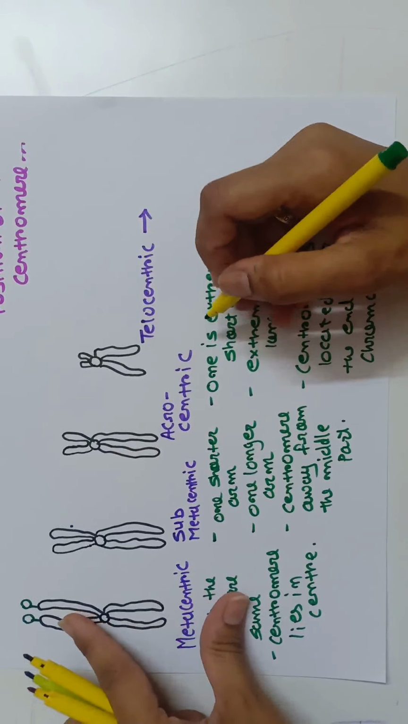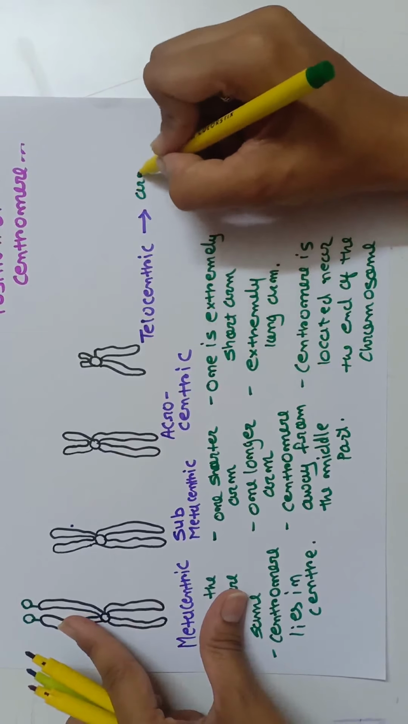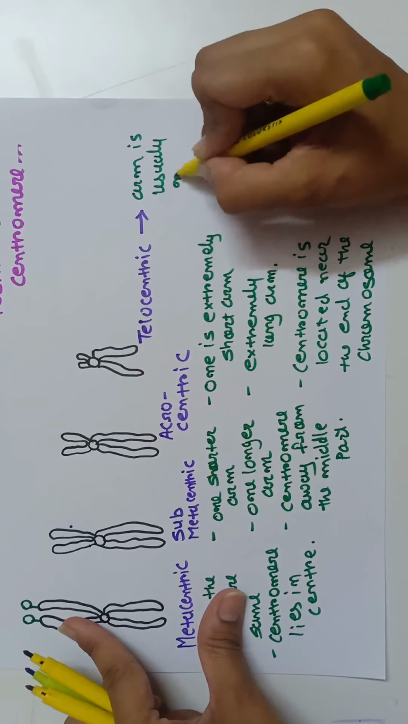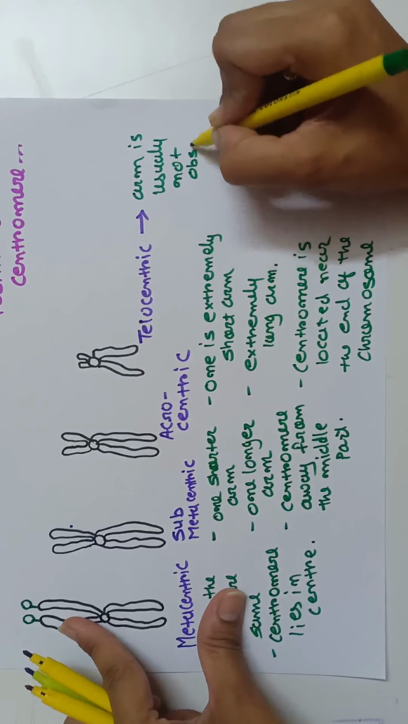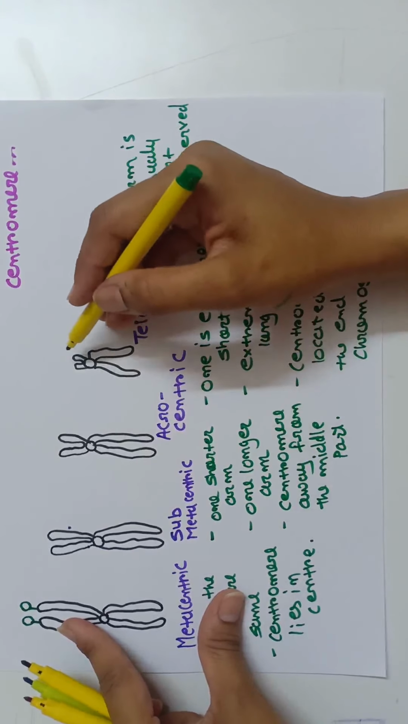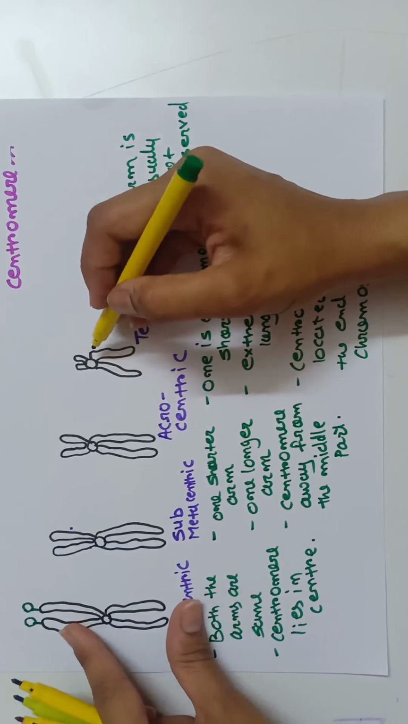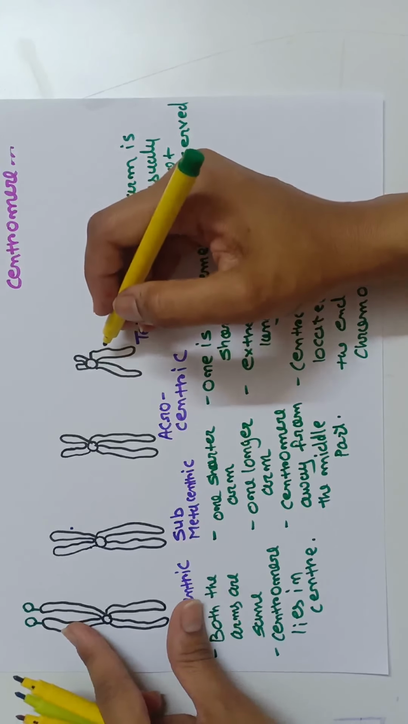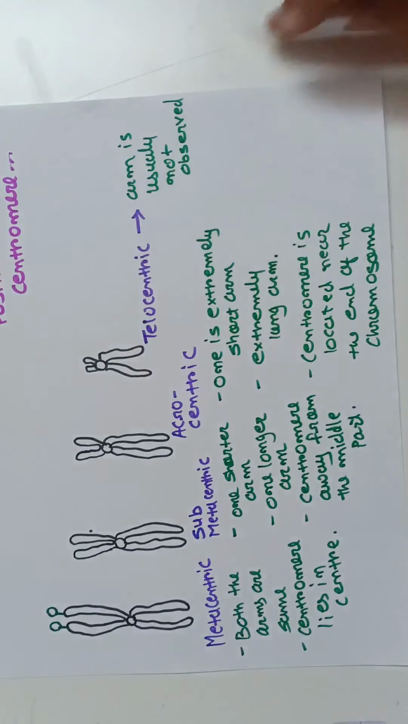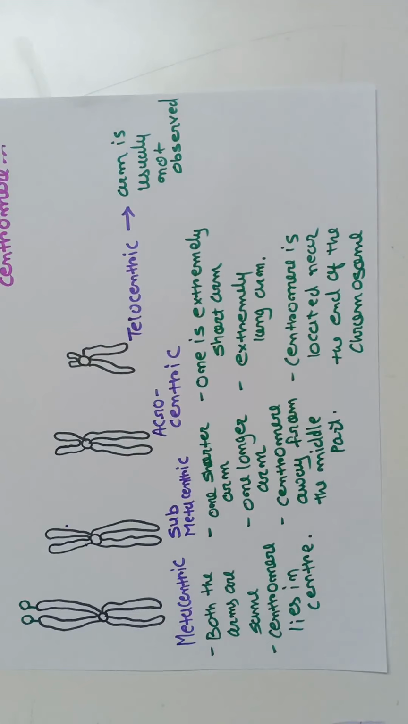The arm is usually not observed. One side of the arm is very short or sometimes it is not observed, and the centromere is placed on this side. So this type of chromosome is known as telocentric.